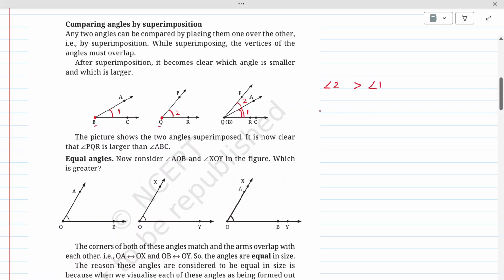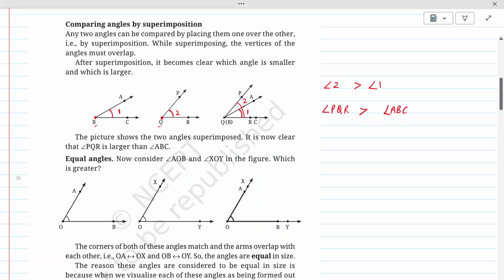Or what I can say is angle PQR is greater than angle ABC, because the space between the arms of this angle is more. The rotation would be more for the lower arm to reach the upper arm, right? So that means this angle is more. So this is the first way we have compared these two angles.